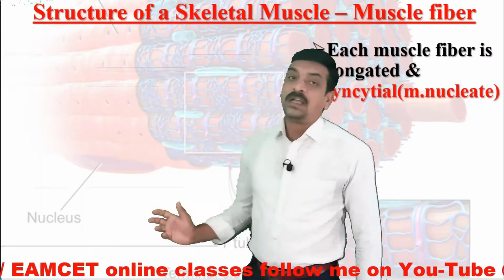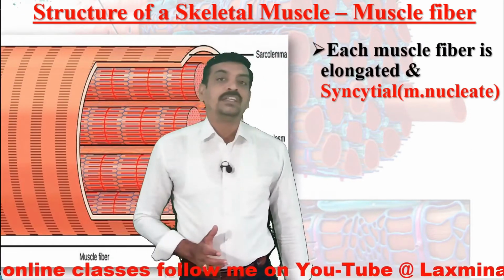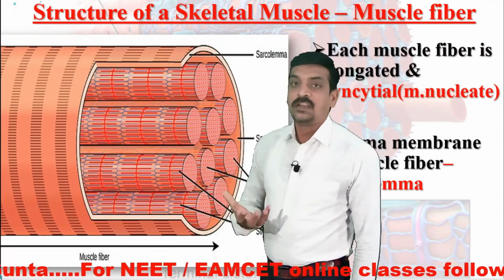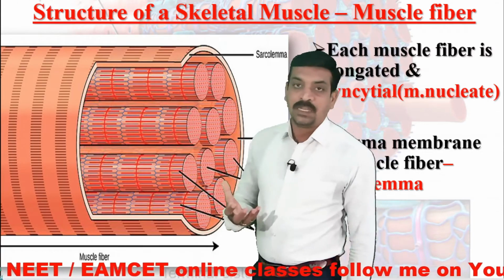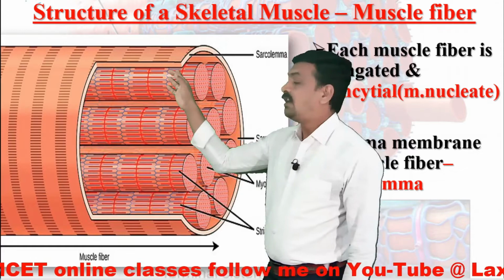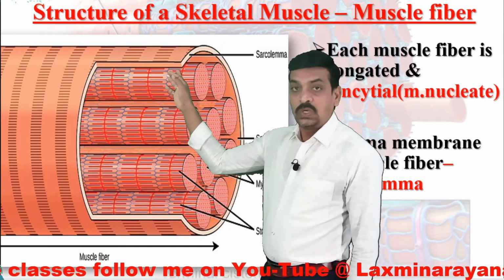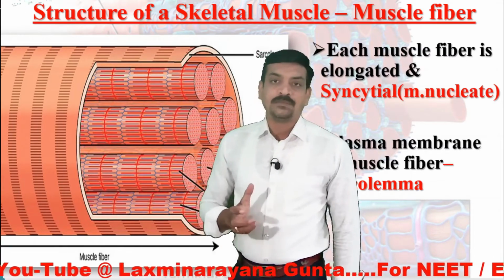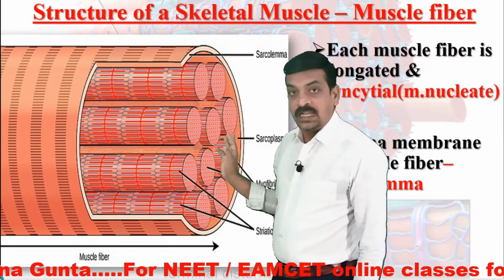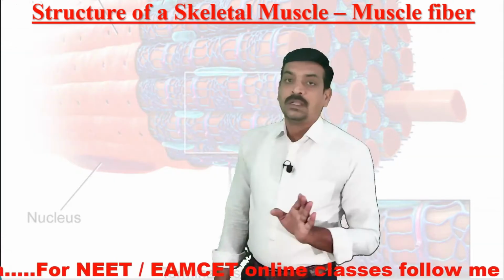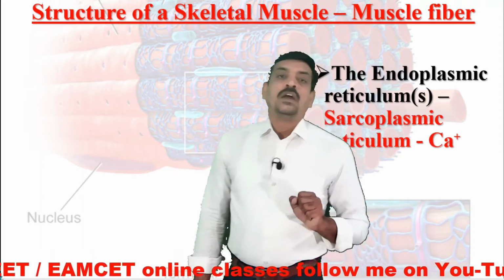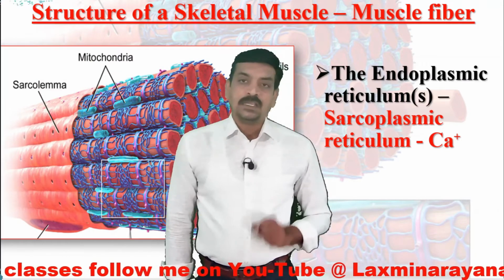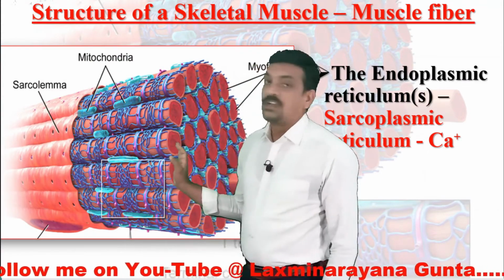That's why a muscle fiber is called a syncytium. The plasma membrane of this muscle fiber is called sarcolemma. Generally, the outermost layer of an animal cell is called plasmalemma, but the outermost layer of a muscle cell is called sarcolemma. The fluid present inside the cell is called cytoplasm, whereas the fluid present in the muscle cell is called sarcoplasm. The smooth endoplasmic reticulum of a muscle fiber is called sarcoplasmic reticulum, which is a storehouse of calcium ions.